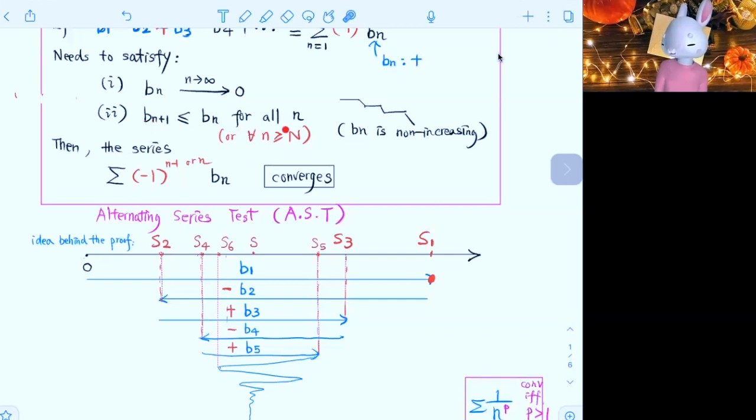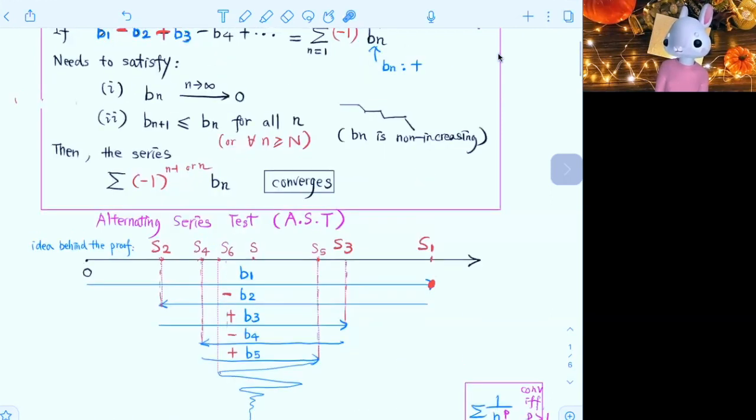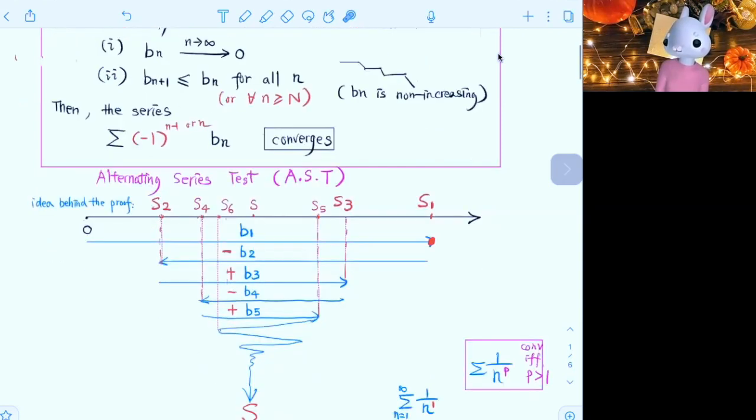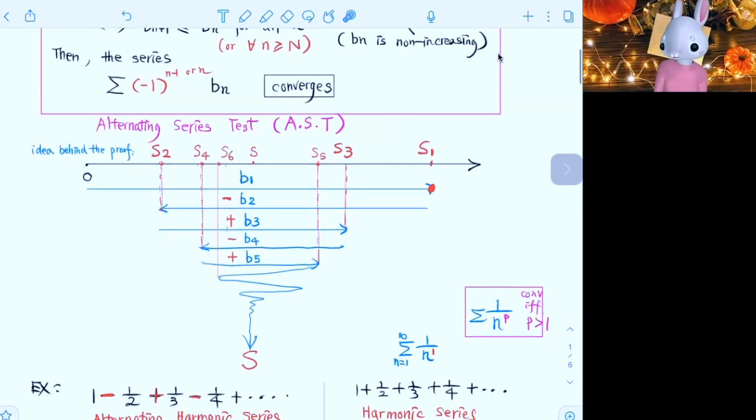And then the alternating series either converges or diverges. You can have examples for both. Sometimes it converges, sometimes it diverges, if this second condition doesn't hold. Okay? So pay attention. You need both conditions in order for this alternating series test to work. We have abbreviated this alternating series test as AST.